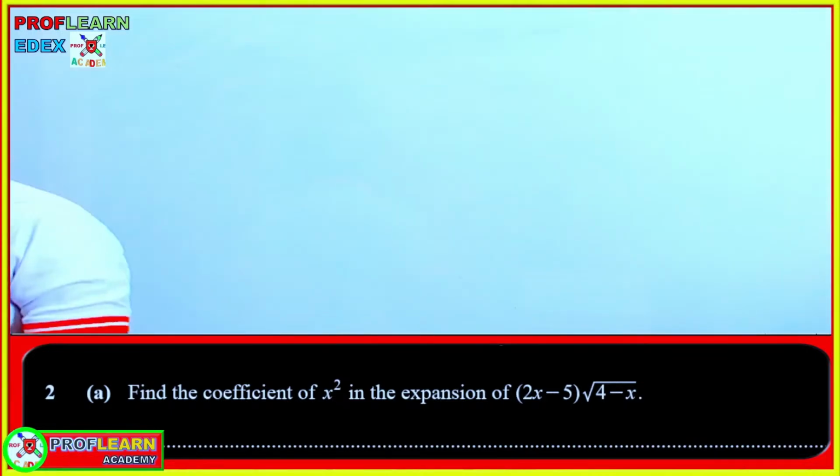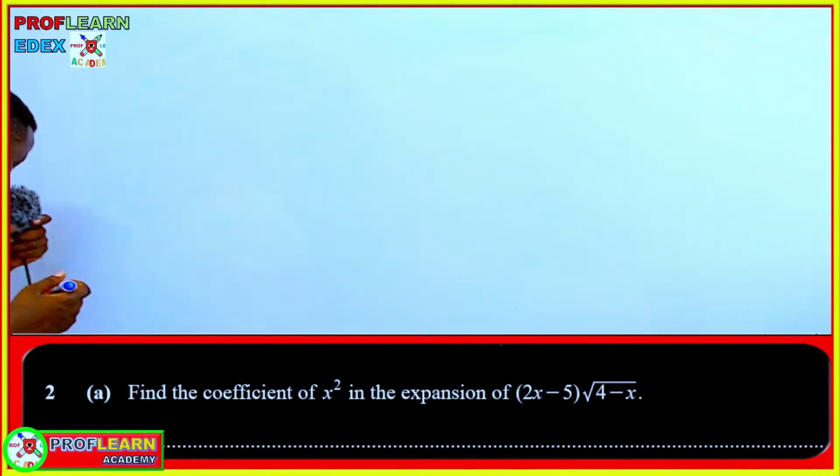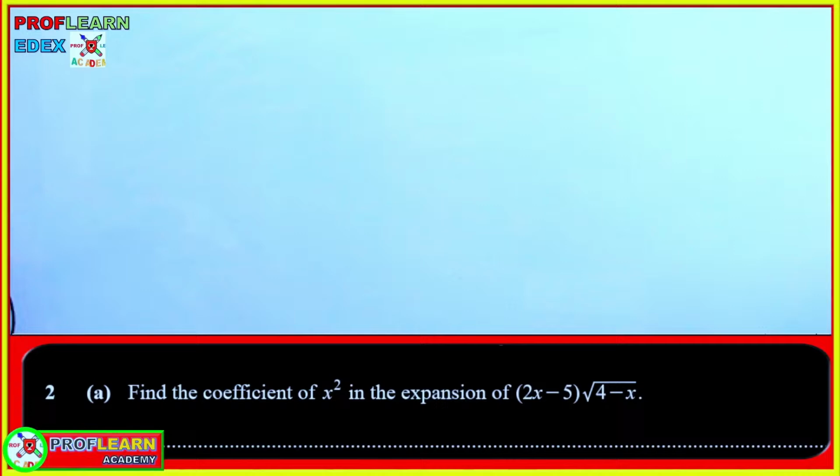Now let's begin by writing the question the way it is. We are told that we're supposed to find the coefficient, and whatever we are finding the coefficient of is given by 2x minus 5.